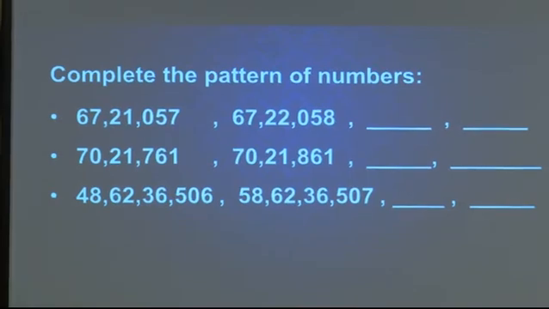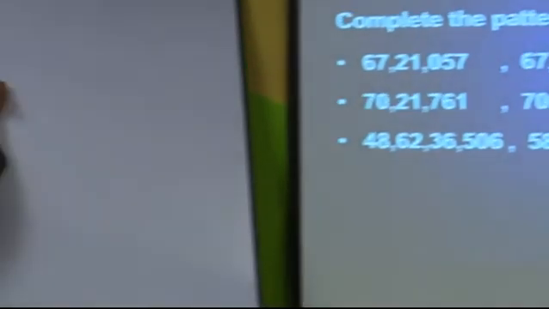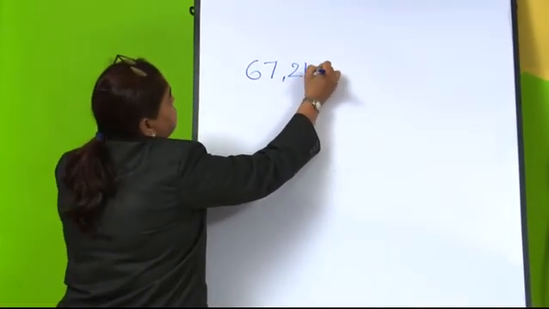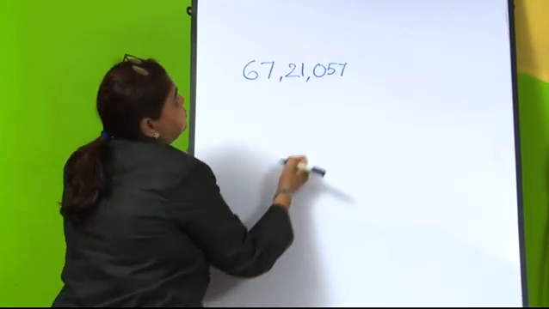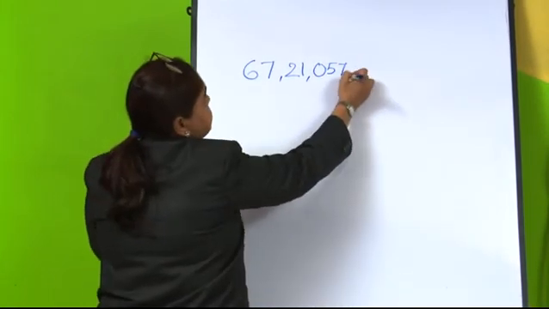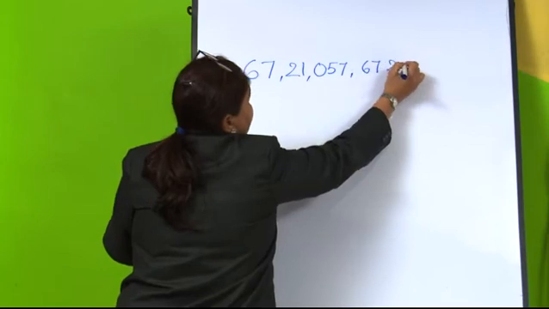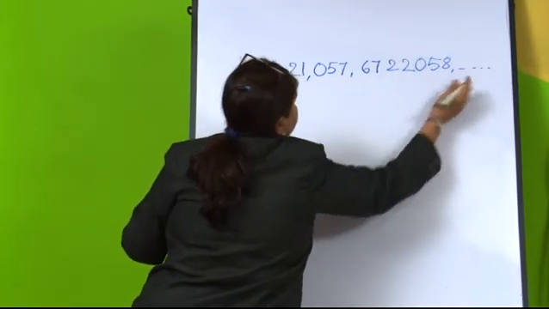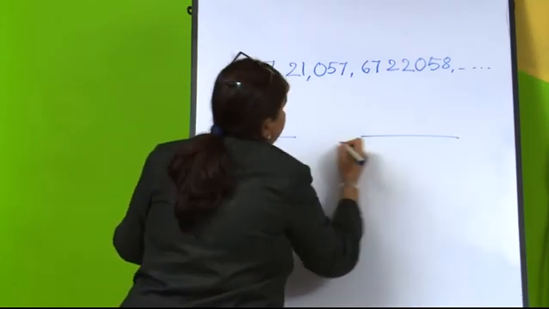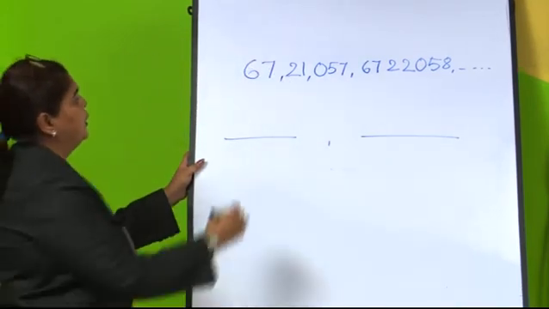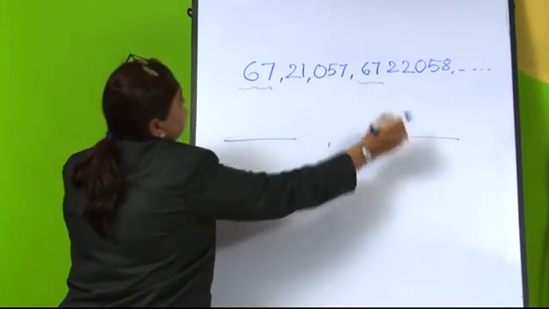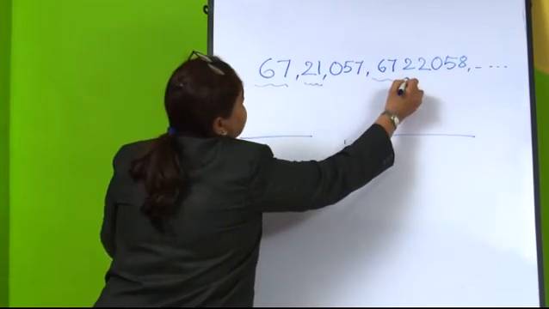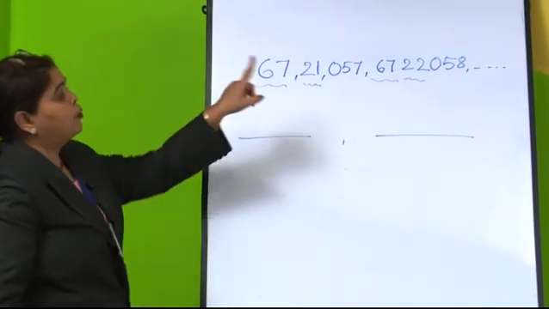So, what will be the answer? We will write here 67,21,057. This is the number given to us. Now, 67,22,058. We have to go for the next two numbers. So, we will write here what the next two numbers will be. Here both these place values are the same. Here is 21, here is 22. So, we have to change there.